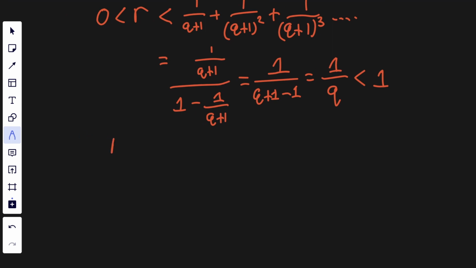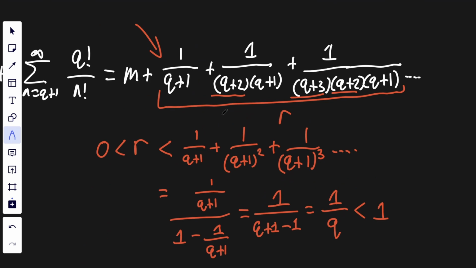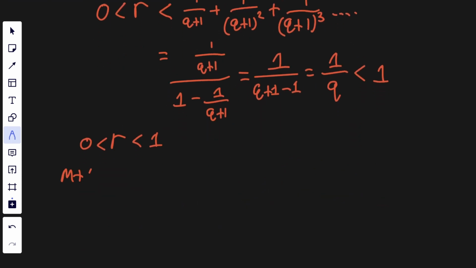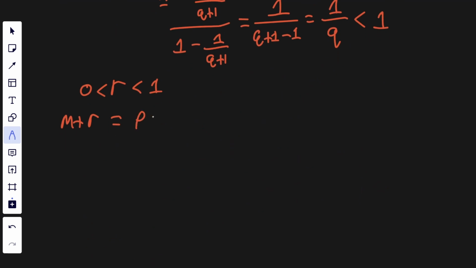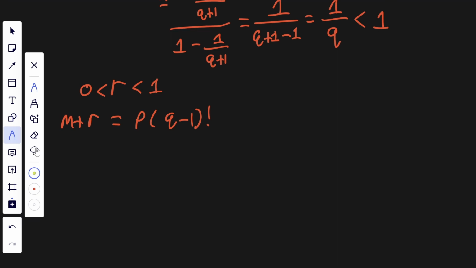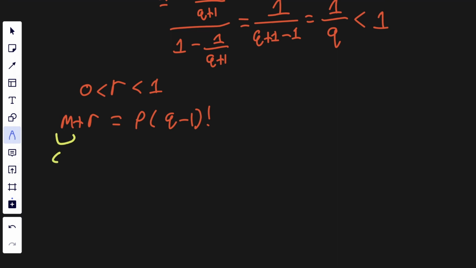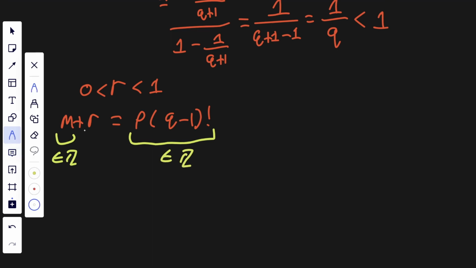So we have that r is between 0 and 1, which means we have m plus r equals, if we go up to the top here, p times q minus 1 factorial. This is an integer. This is an integer. But here's our break. This is not an integer. So we have a problem, we have a contradiction.